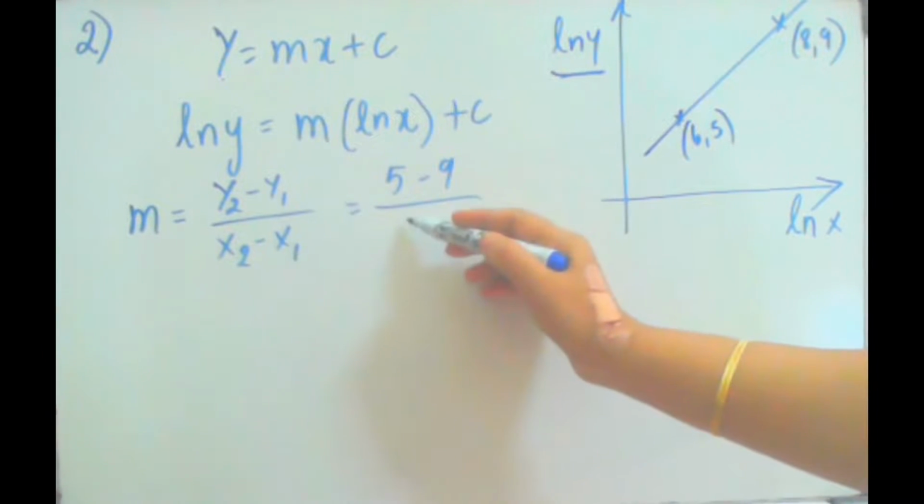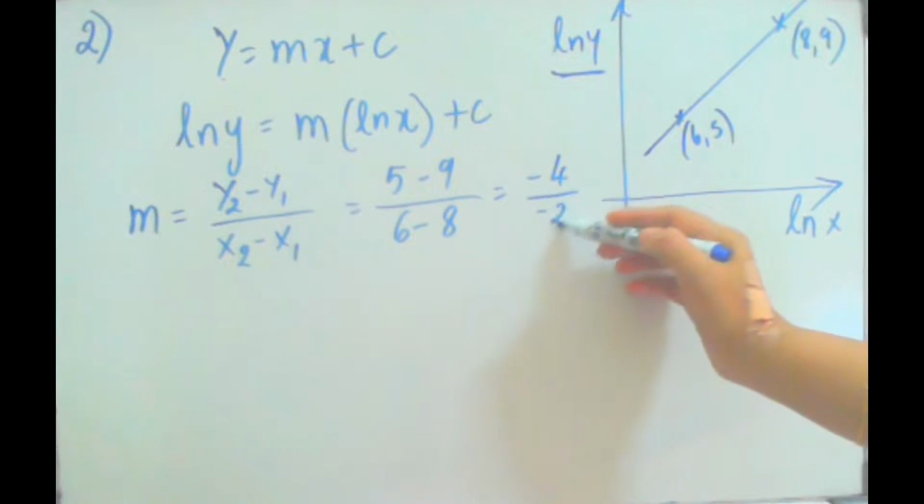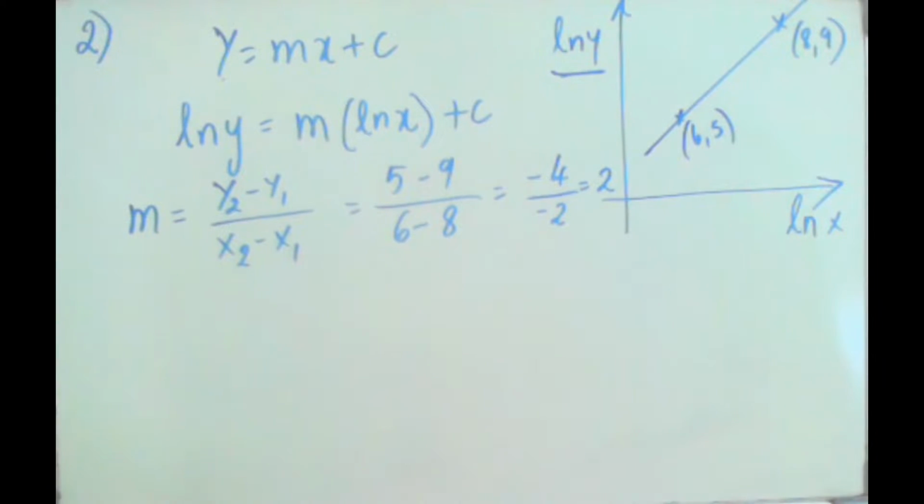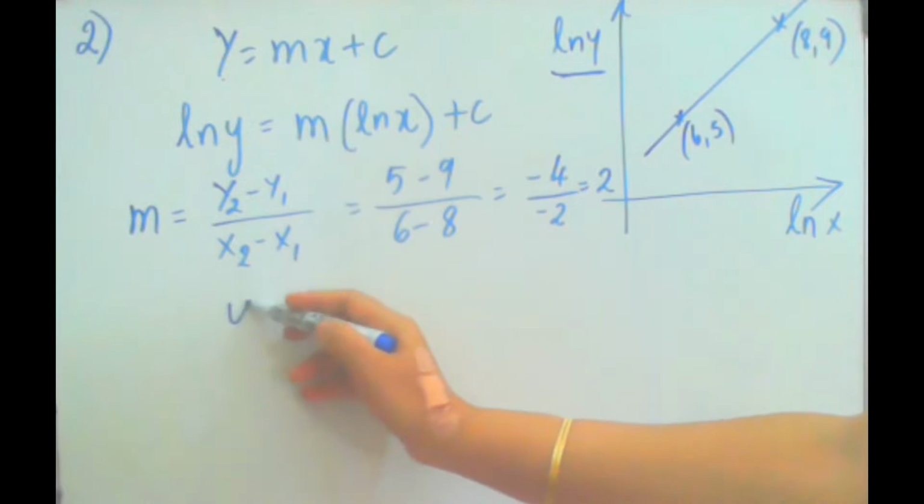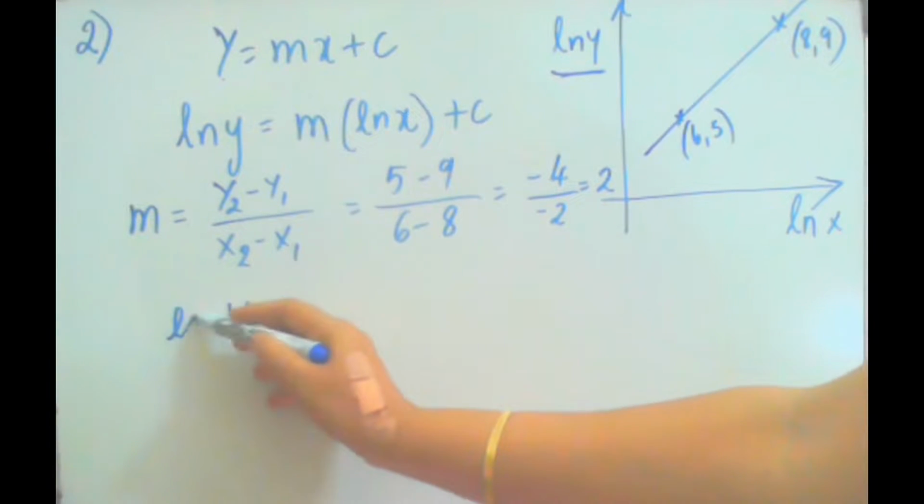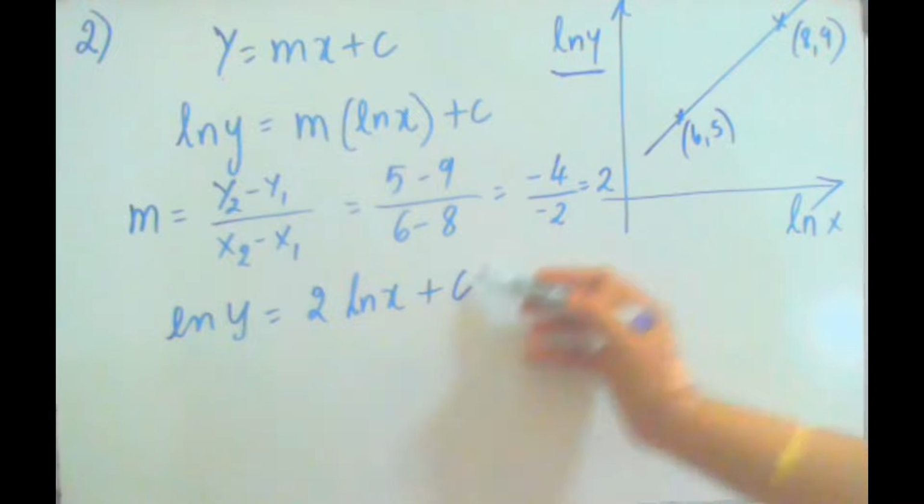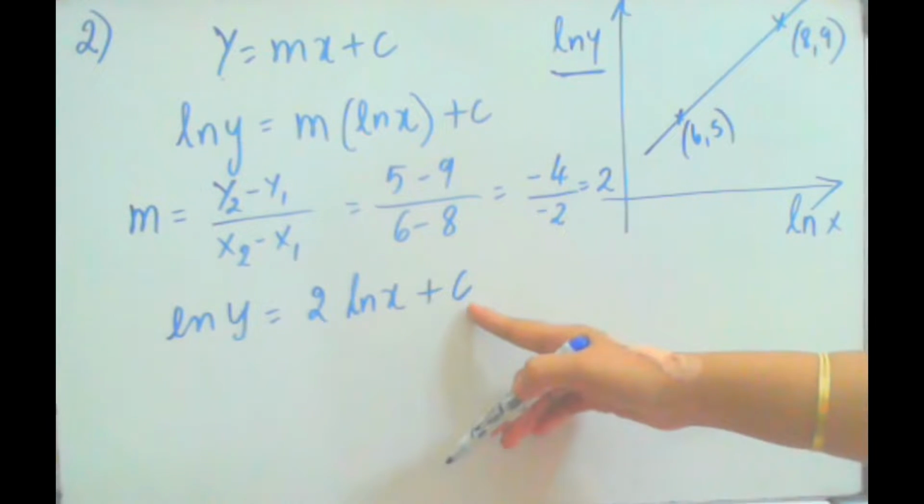So (5 minus 9) divided by (6 minus 8). This gives us minus 4 over minus 2, which is plus 2. So m is already plus 2. So our equation becomes ln y equal to 2 into ln x plus c.